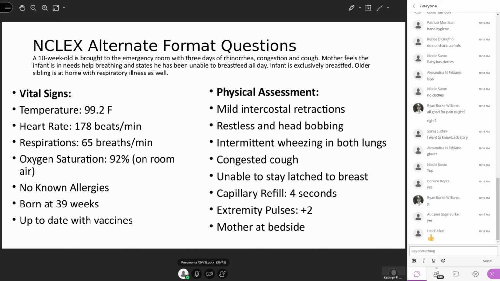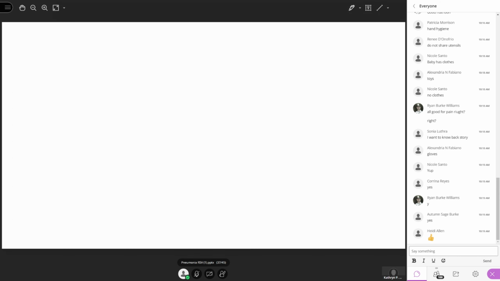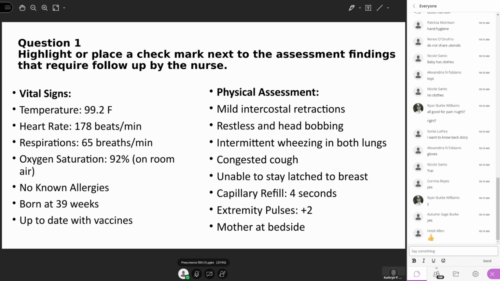So question one, hopefully, okay, I did it right. The question is going to ask you to highlight or place a check mark next to the assessment findings that require follow up by the nurse. So, of all of this information that they gave you, what is concerning and what needs follow up by the nurse? So, this is an example of a question that they're going to ask you on NCLEX.